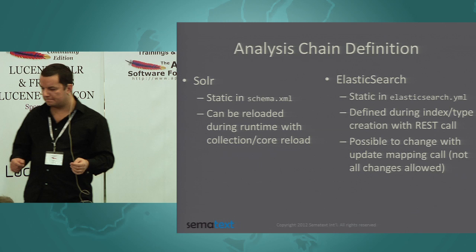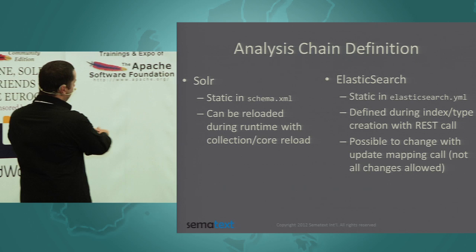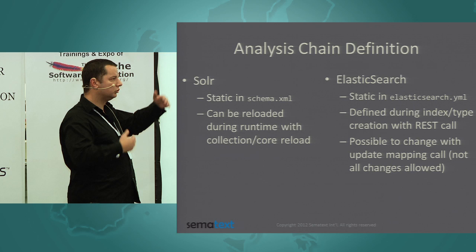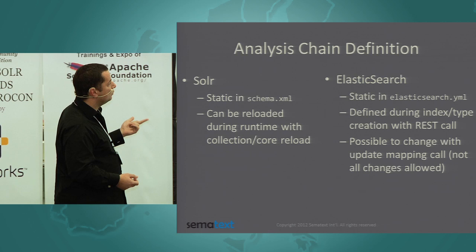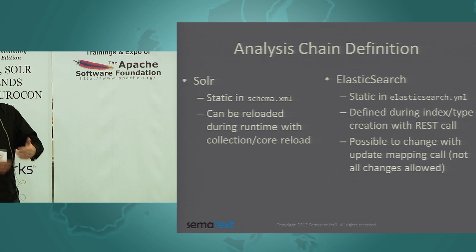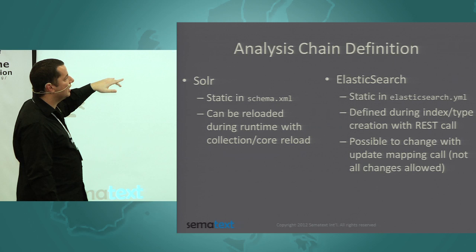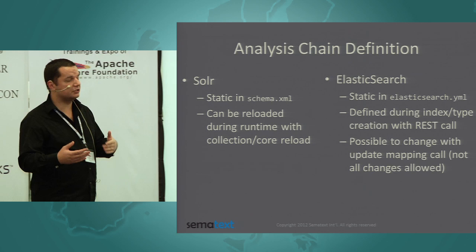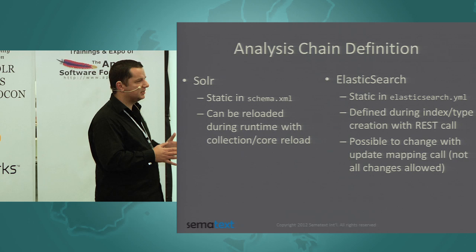Now, the schema definition. In Solr, your field types and the definition of your analysis are static in schema XML. You can, of course, divide it into dynamic fields and have multiple field types, but those can only be reloaded during runtime with a collection or core reload. You have to modify your schema, put it in Zookeeper, and reload. In Elasticsearch, it can be static in the Elasticsearch YML file, but it can also be defined during index type creation, and it can be updated to some extent. You can't change an integer to string or vice versa. But some of the mapping updates are possible.